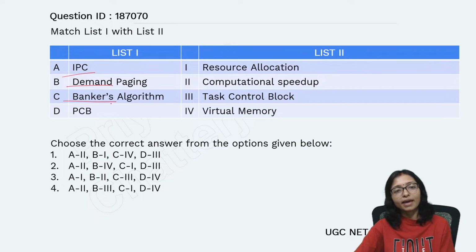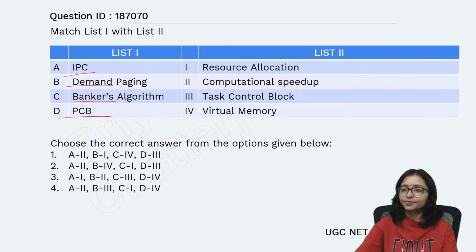Okay. Yeah. Now you can see here: IPC, demand paging, banker's algorithm, PCB. Match it.